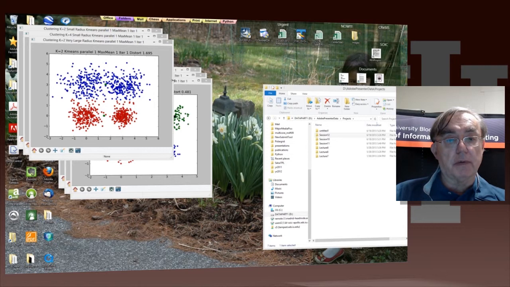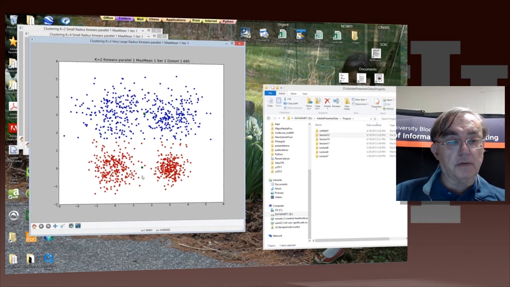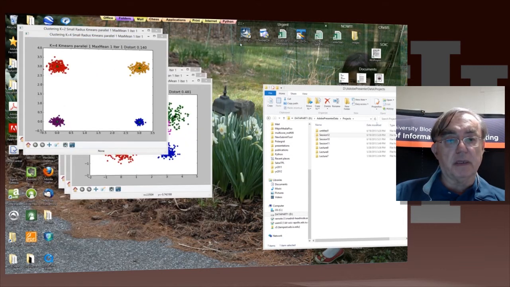Now we have k equals 2. This one looks pretty normal. We join these two generated clusters into one found cluster. These 2 generated clusters are another found cluster. So that's what you'd expect for near the minimum.